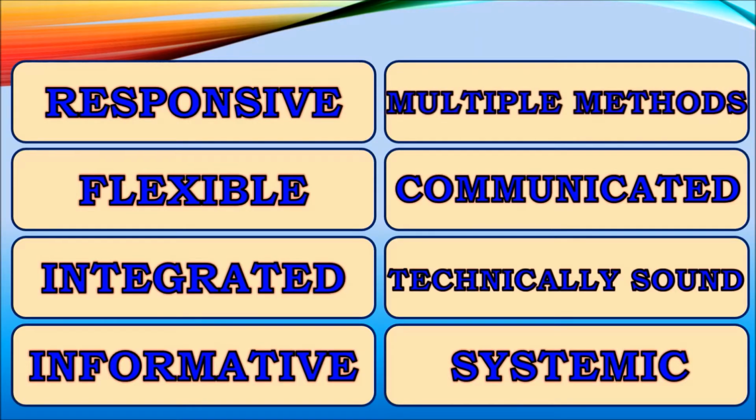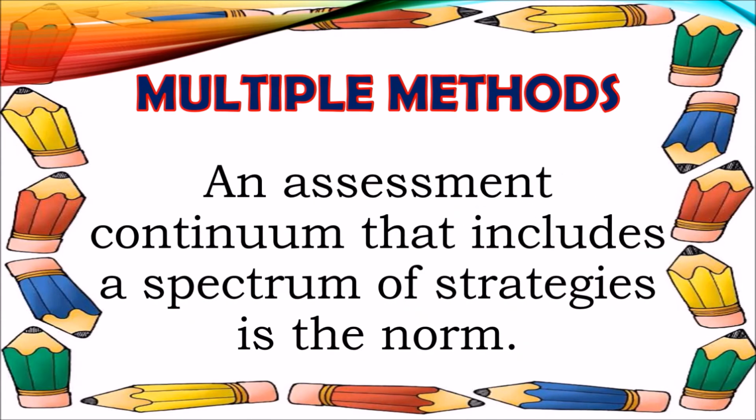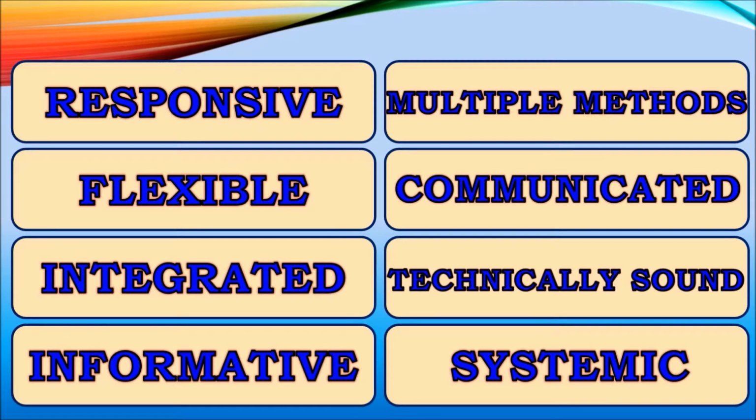Multiple methods: an assessment continuum that includes a spectrum of strategies is the norm. Example, your students have different intelligences. See to it that you don't focus on only one way of assessing their learnings.